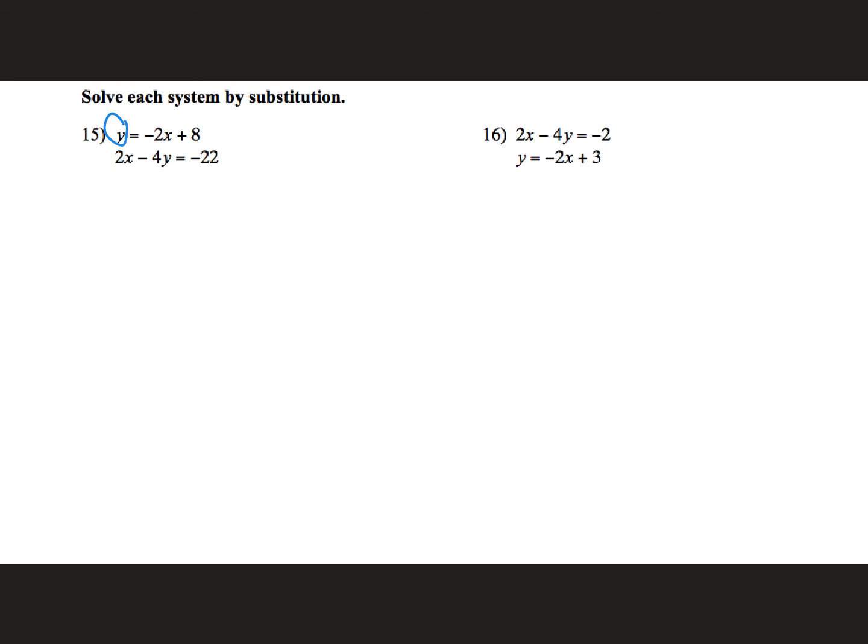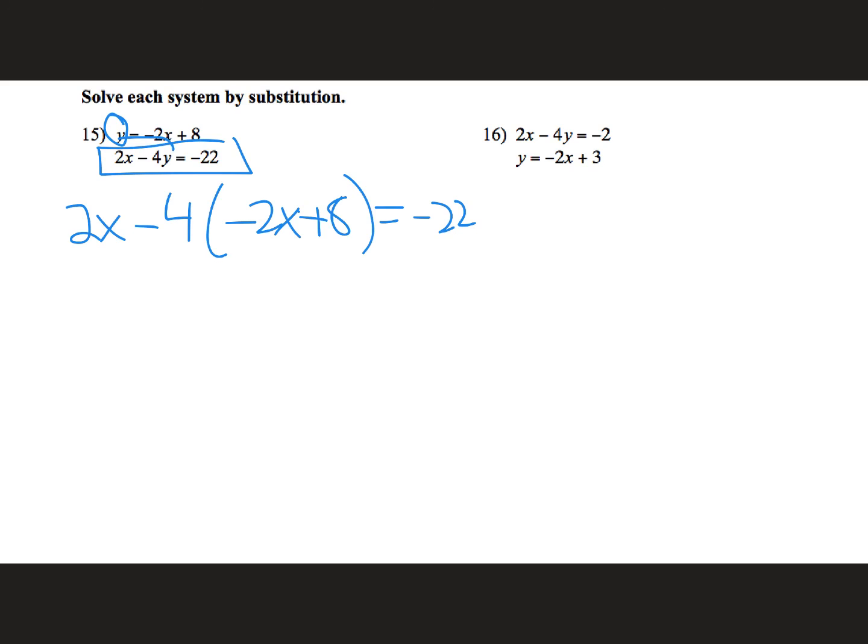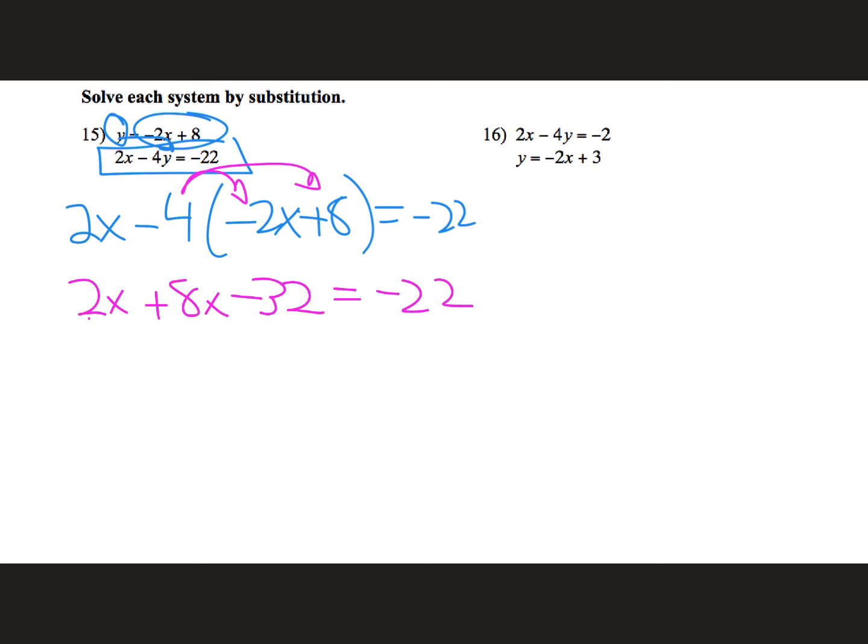All right, last one. Solve by substitution. So I'm going to take that. I see that y is by itself. I'm going to plug in 2x minus 4, negative 2x plus 8, equals negative 22. So all I did was I rewrote this equation, but in place of y, I put this one. So now we're just solving an equation. So we've got 2x, negative 4 times negative 2x is 8x, negative 4 times 8 is negative 32, and then equals negative 22. And 2x and 8x makes 10x. So let's go ahead and make that 10x minus 32 equals negative 22.